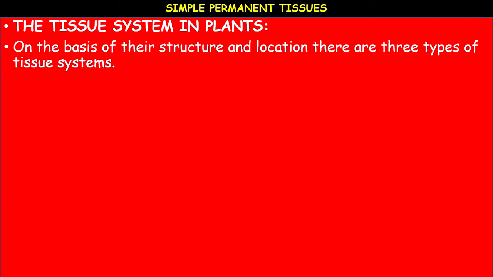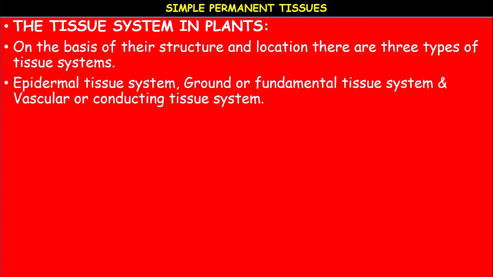The tissues together form tissue systems, which are of three types in plants. What are they? Epidermal tissue system, ground tissue system, and vascular tissue system. On the basis of structure and location, the plant tissue system is of three types: epidermal tissue system, ground or fundamental tissue system, and vascular or conducting tissue system.